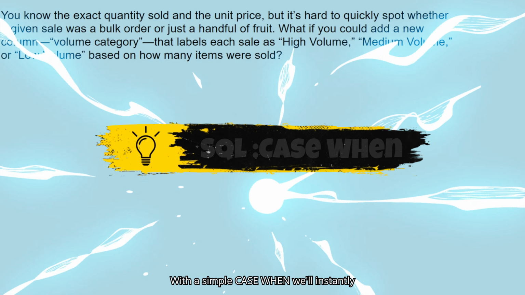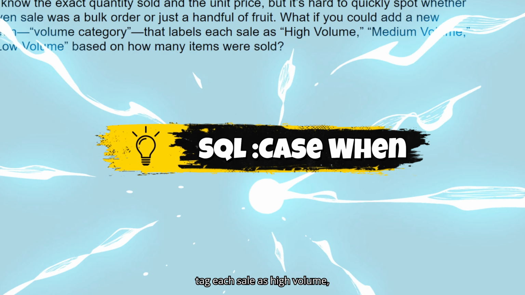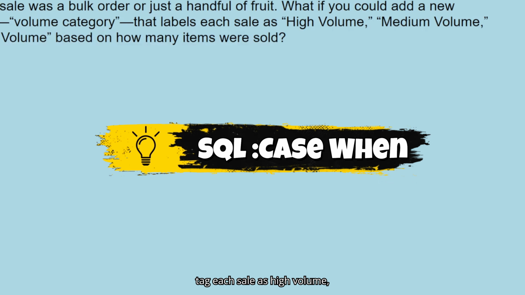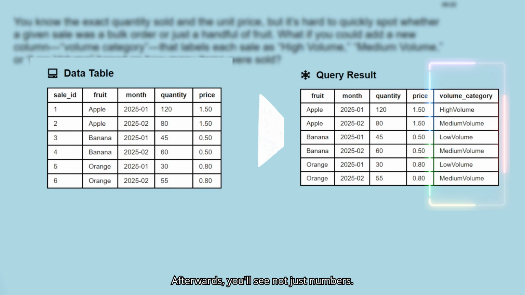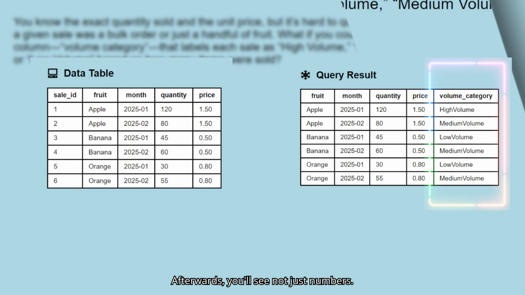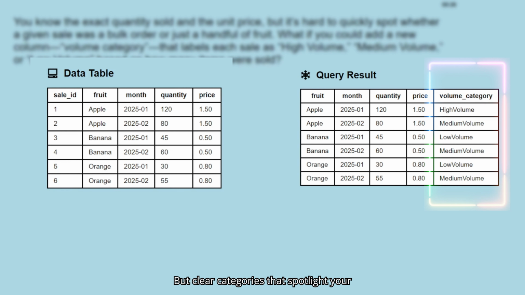With a simple CASE WHEN, we'll instantly tag each sale as high volume, medium volume, or low volume. Afterwards, you'll see not just numbers, but clear categories that spotlight your biggest and smallest shipments at a glance.